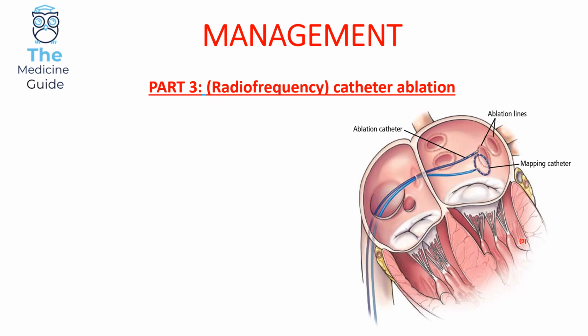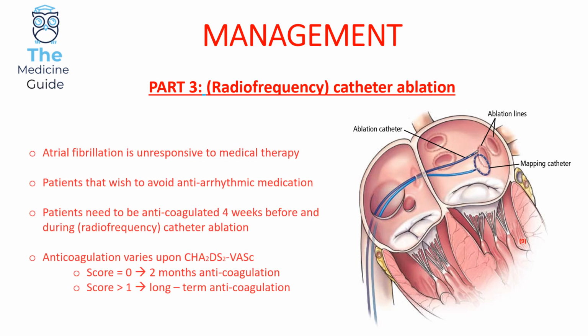Now, radiofrequency catheter ablation will control the rhythm, but it doesn't reduce the stroke risk. So again, we would need to consider anticoagulation in these patients. I mentioned previously that atrial fibrillation may be unresponsive to medical therapy, and if that's the case, then you would have to use radiofrequency catheter ablation to help manage those cases. It can also be given in patients who want to avoid any antiarrhythmic medication.